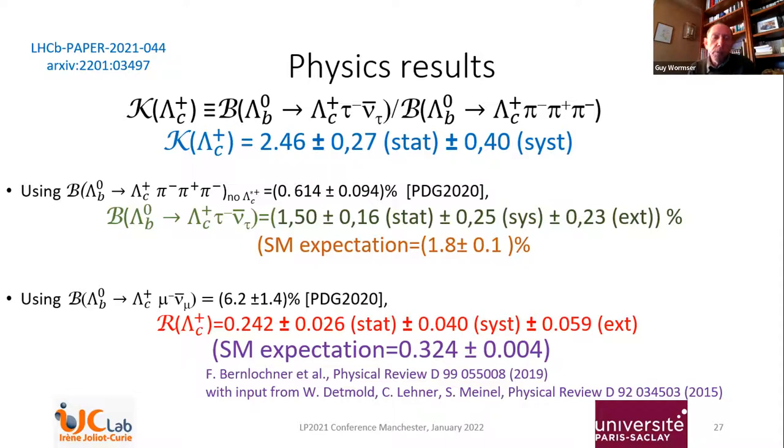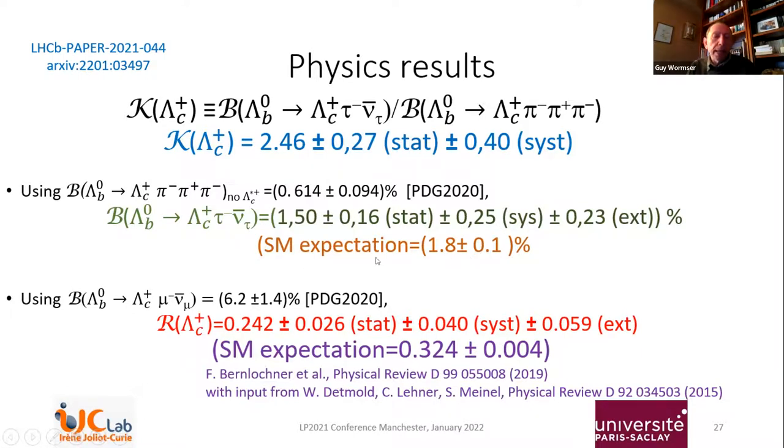This ratio should be more or less the same for the D-star, and it was found to be 2 in the D-star. In the standard model, it should be very similar due to factorization. Now, if we use external inputs like the lambda b branching fraction, which has been measured, we can deduce the lambda b to lambda c tau nu branching fraction, which is found to be 1.5% with those errors. And the standard model expectation is 1.8%, so this is in good agreement with the standard model expectation, a little bit below.